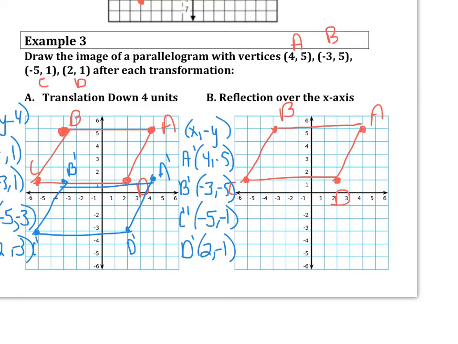Okay, so A prime, 4, negative 5. So we're going to start at 4, go down to negative 5, and that's going to be our A prime. B prime is negative 3, negative 5. C prime is negative 5, negative 1. And D prime is 2, negative 1. So now we connect them. And we see that it does appear to be a mirror image of the original. And that's transformations.